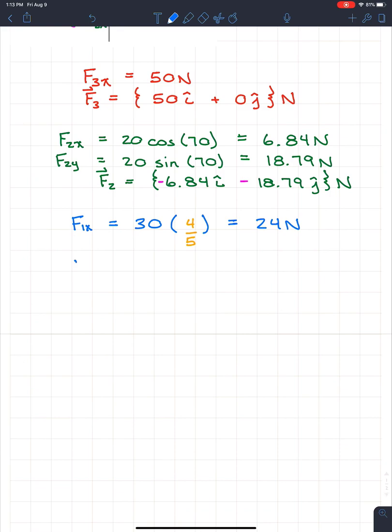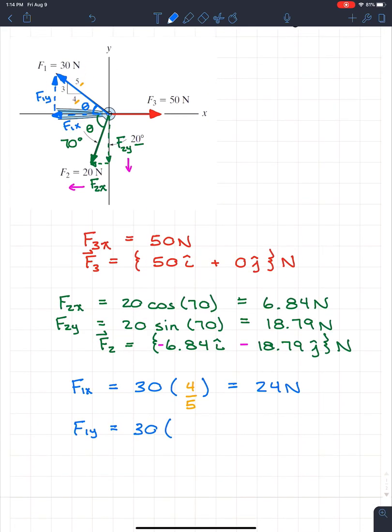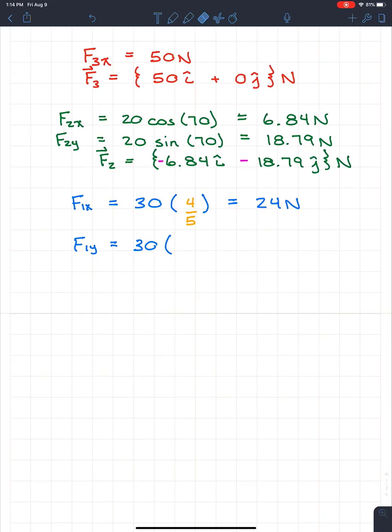And the same thing is true for F1y. So its magnitude again is 30. But this time what we do is we take its vertical component, so this one's 3, and then we divide that by the 5. 3 over 5. And when we do that, we get a magnitude of 18 newtons.